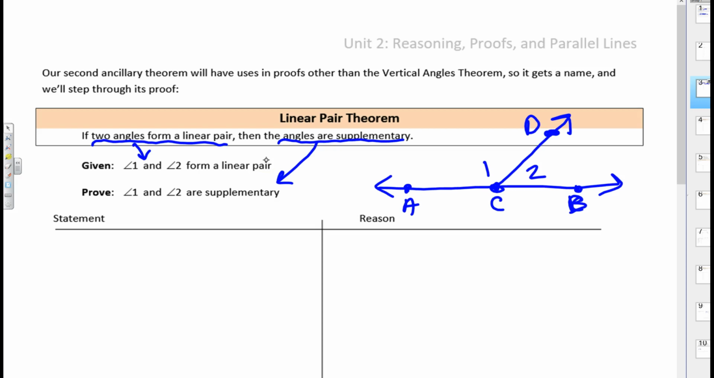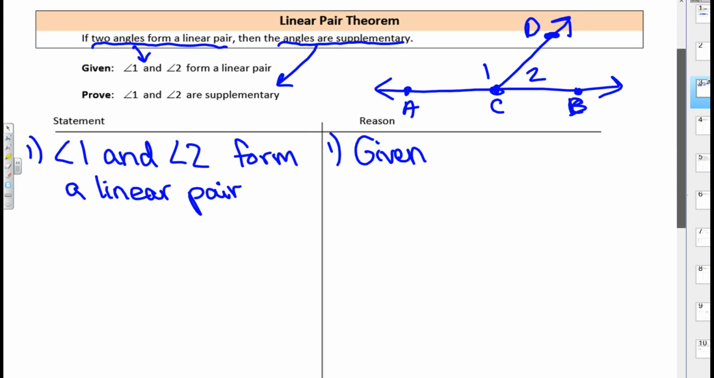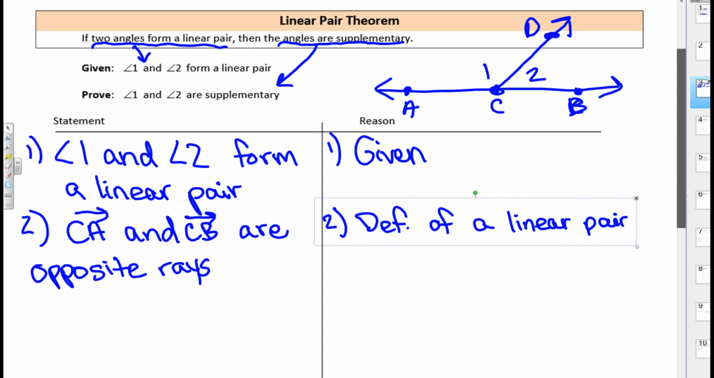Well, let's talk about things we know for sure, okay? My first thing I know for sure is what I'm given. I know that angle 1 and angle 2 form a linear pair, and I know that because they gave it to me in the problem. Now, what does it mean to be a linear pair? Well, my definition of a linear pair is a pair of adjacent angles whose non-common sides are opposite rays. So something else I know is that CA and CB must be opposite rays because that's how we defined a linear pair.